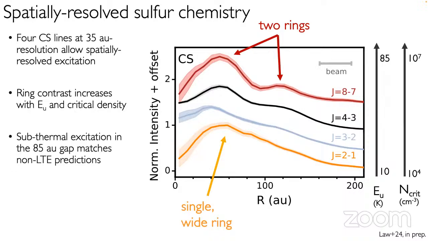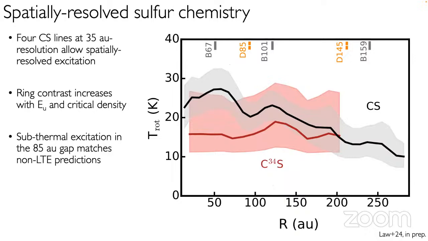So what we think we're actually seeing here is subthermal excitation happening in that region with the actual gap. So that's what's happening for the CS 8 to 7 line right here. It matches predictions if we just run local non-LTE radiative transfer just in the location around the gap. And why is this the case? So here I can actually show you a rotational temperature, basically the temperature of the CS gas, radially resolved. This region right here, that's right where the planet is that I showed you before.